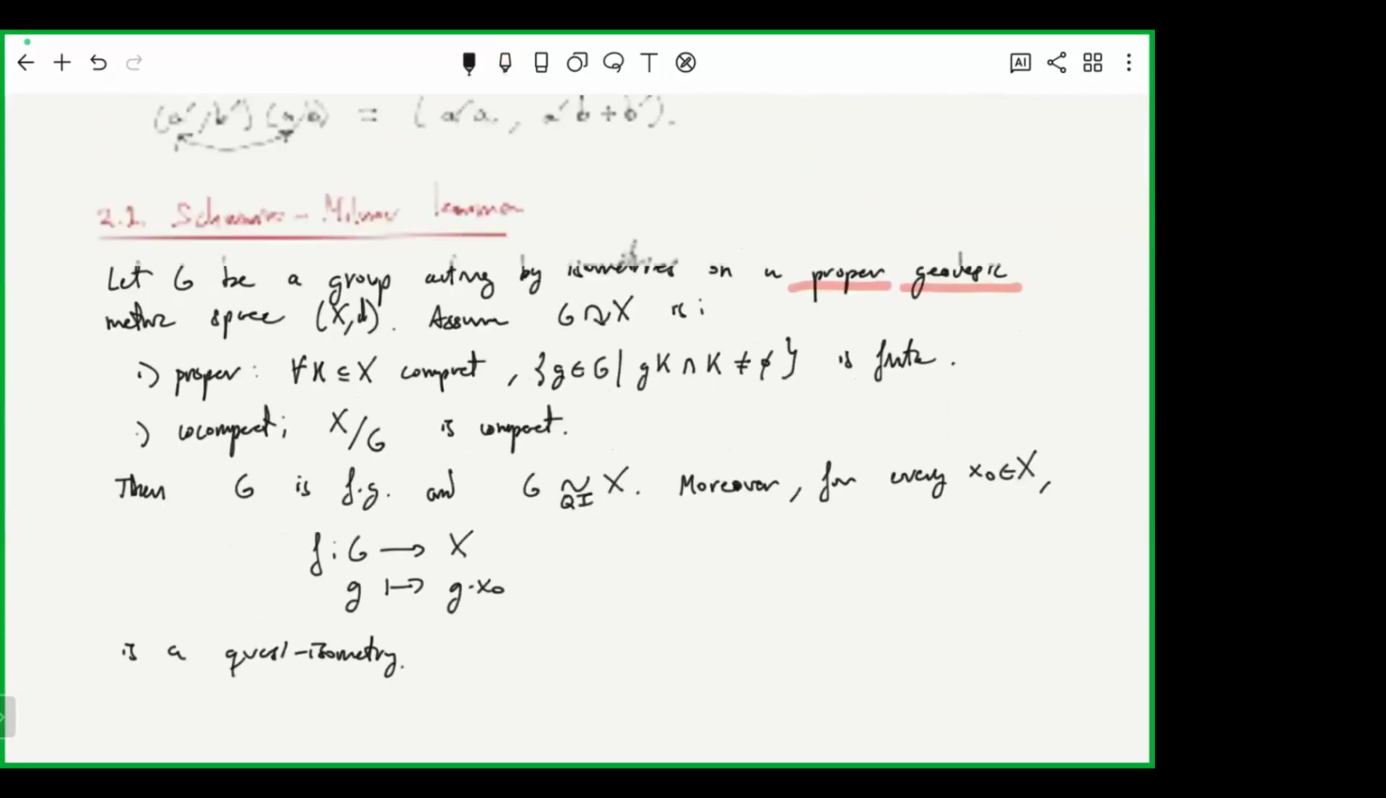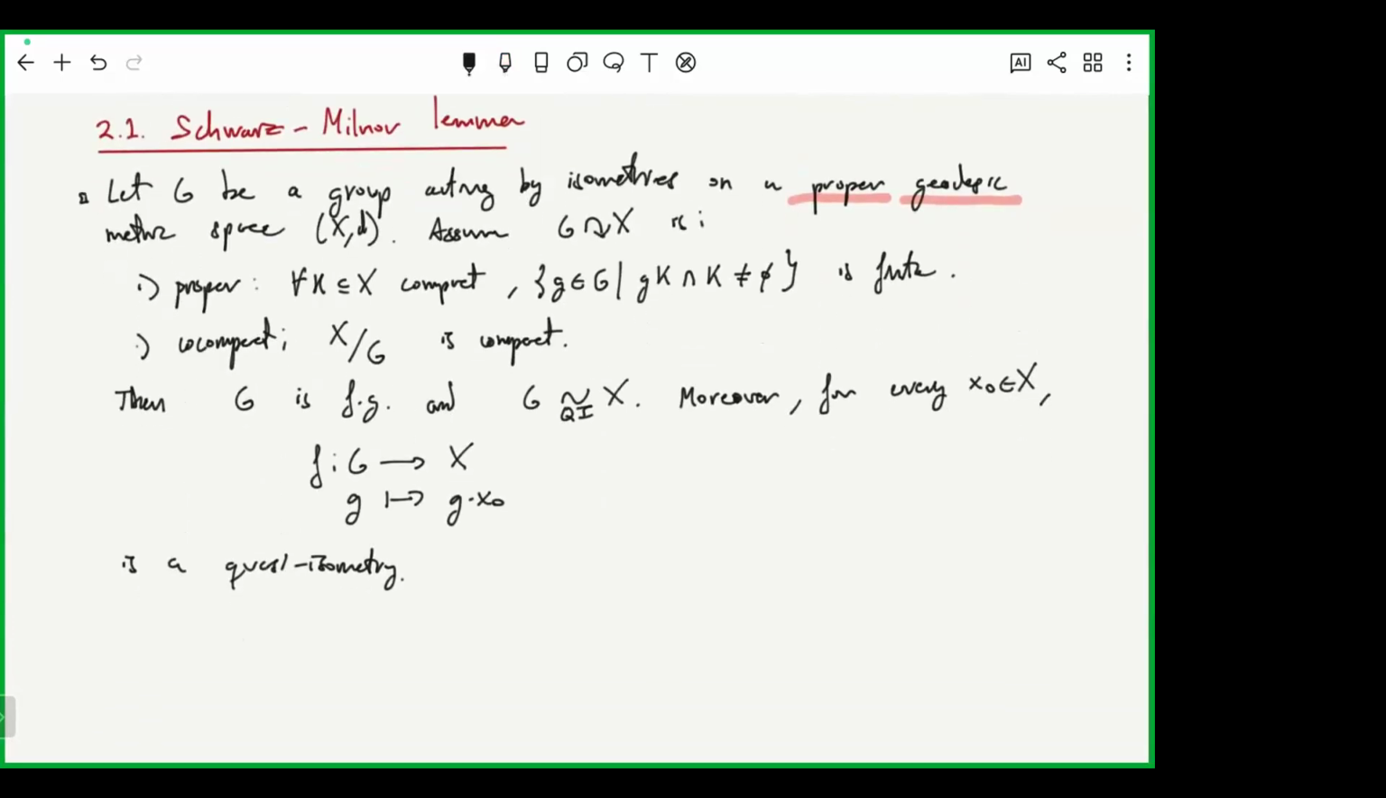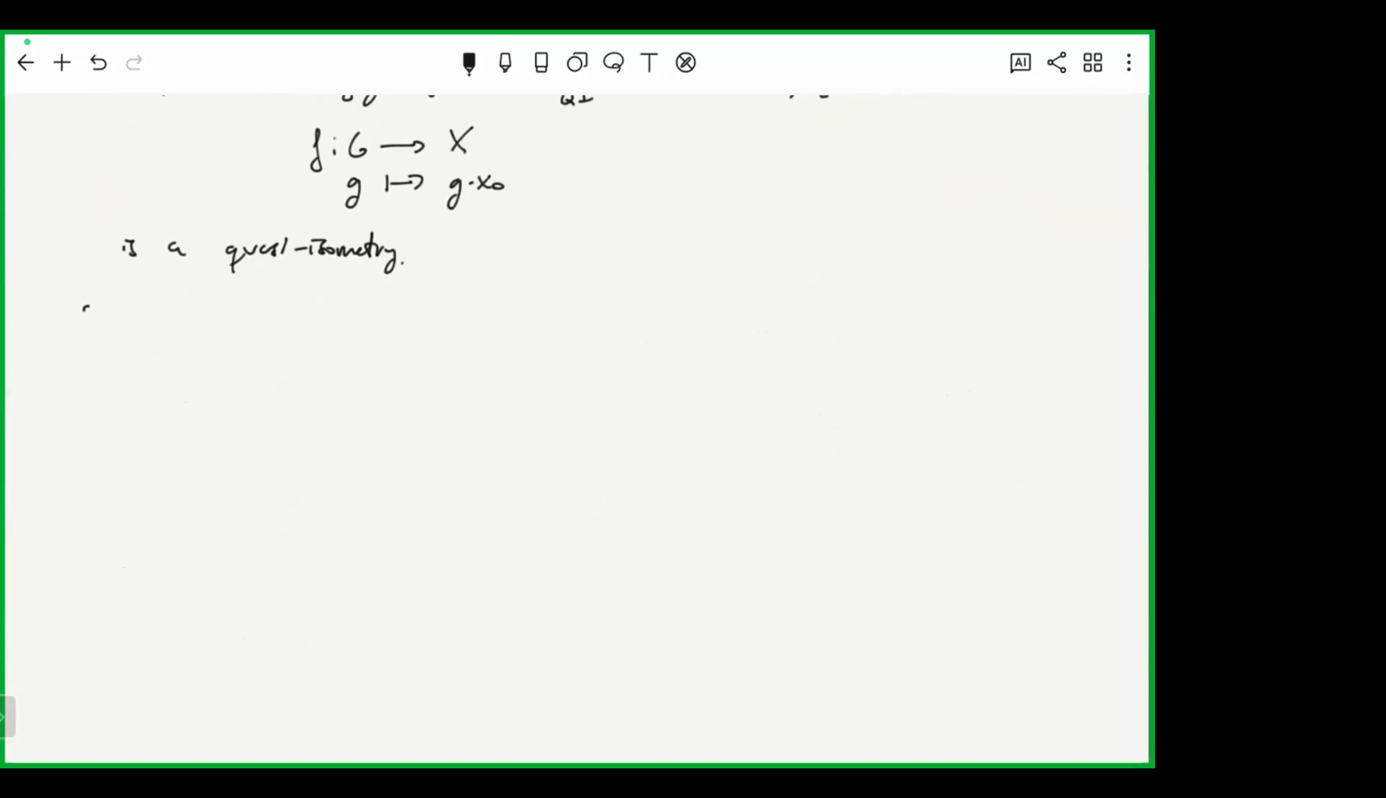The basic example where we will use it is the following. I assume a closed manifold, so this is a closed connected Riemannian manifold. Again, closed here means with empty boundary and compact.